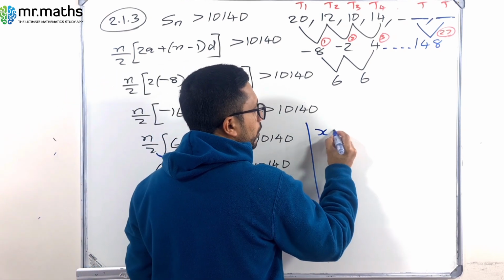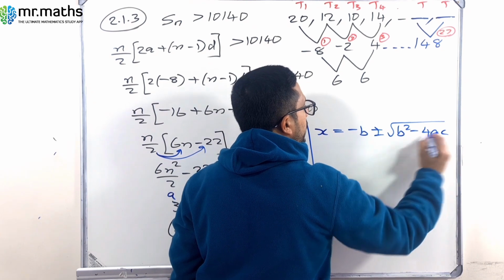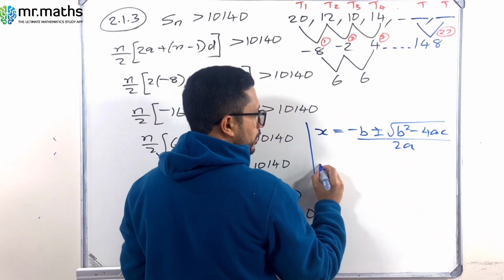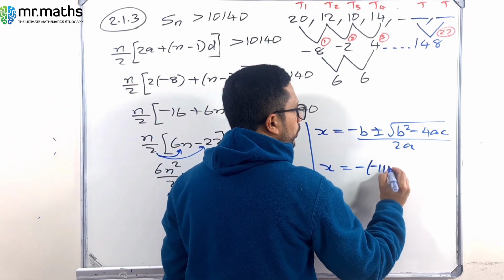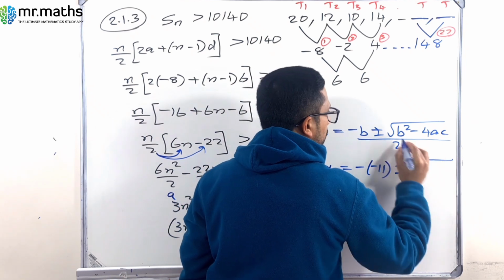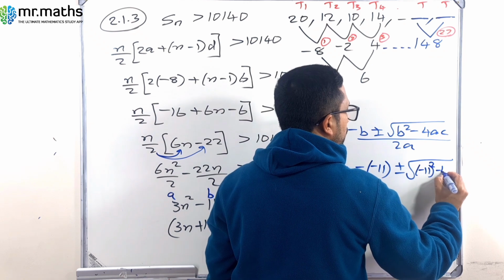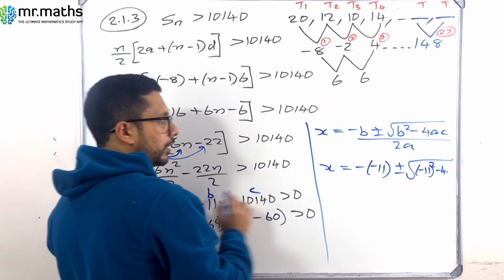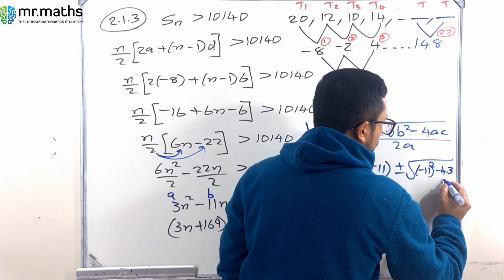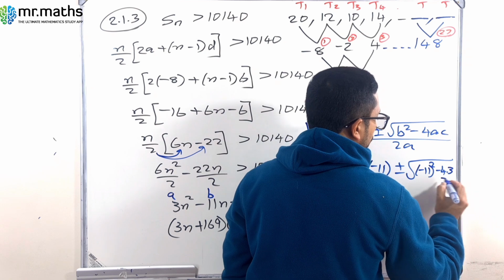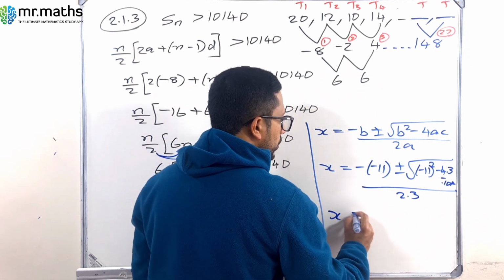Anyway, what is the quadratic formula? Minus b plus or minus the square root of b squared minus 4ac, divided by 2a. This is the quadratic formula. So minus b, what is b? Minus 11. I'm doing it a little bit faster. B squared, what is b squared? Minus 11 squared, minus 4 into a, which is 3, into c, what is c? Minus 10140, divided by 2 into a, 2 into 3. So you have to check in your calculator, guys.